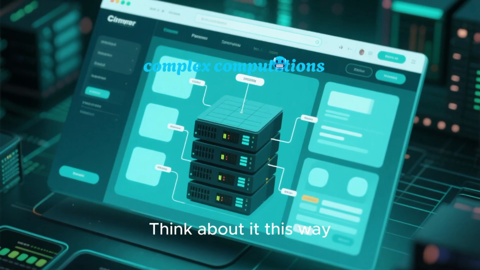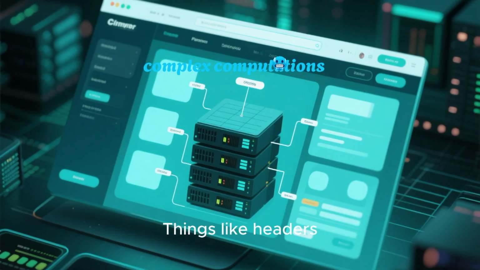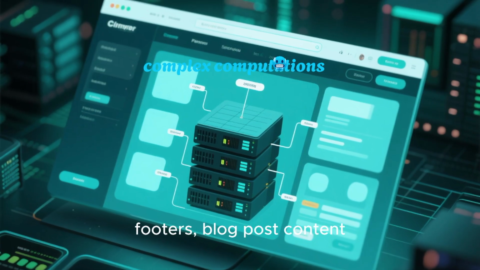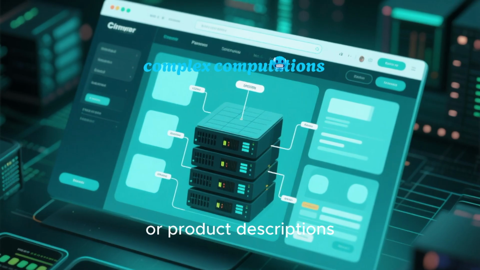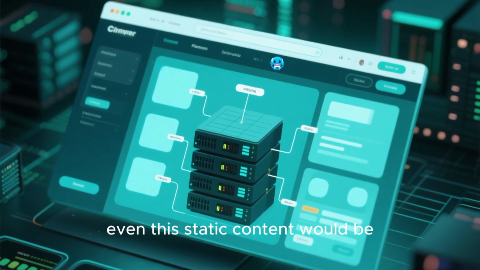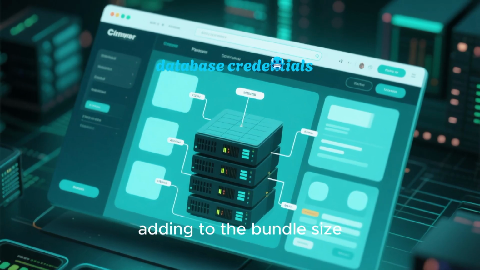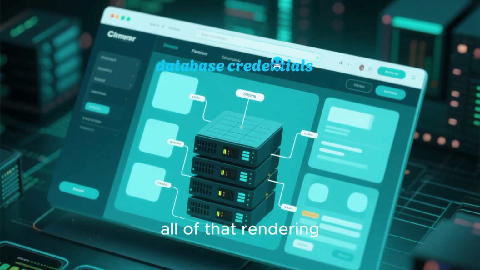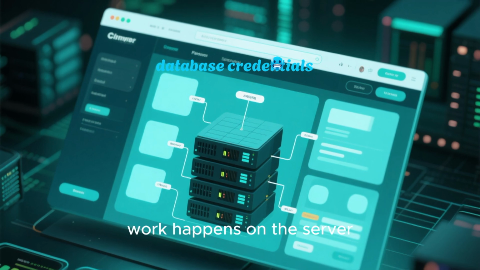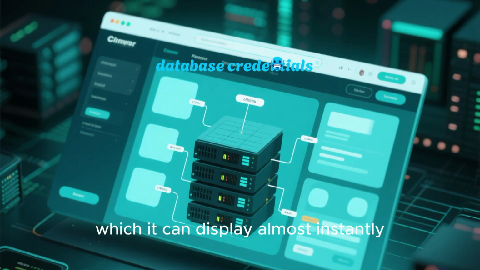Think about it this way. A lot of the UI on a web page doesn't need to be interactive. Things like headers, footers, blog post content, or product descriptions are often just static content. Traditionally, even this static content would be rendered on the client, adding to the bundle size. With server components, all of that rendering work happens on the server. The browser receives plain HTML, which it can display almost instantly.